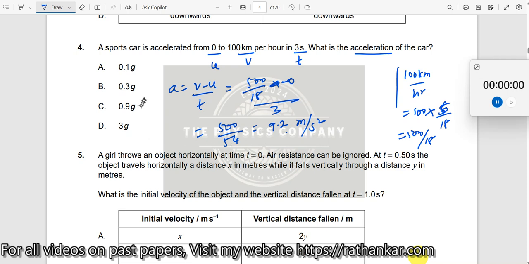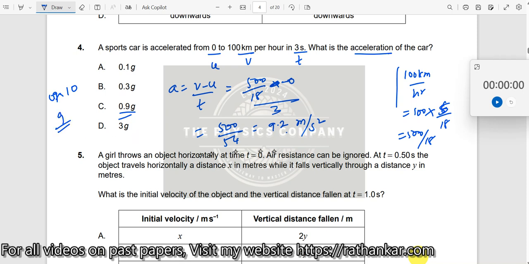Now what is given here in terms of g? What is the value of g? Usually, g value is equal to 10 over here. Because 9.8 or 10 you can take, 0.9 would be 0.9 times 10. 0.9 times 10 would be 9 over here.